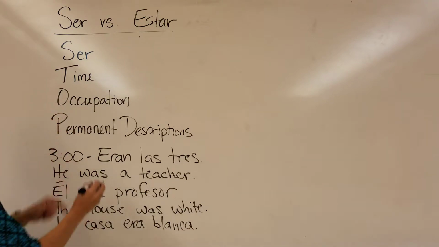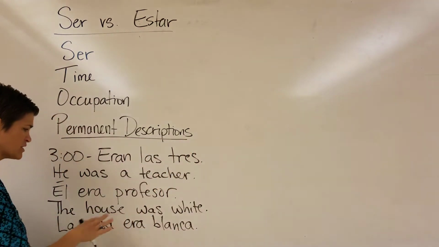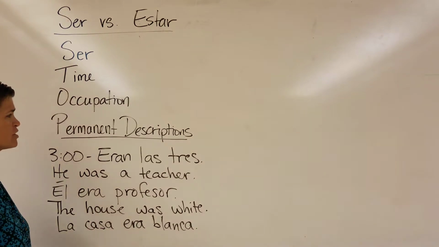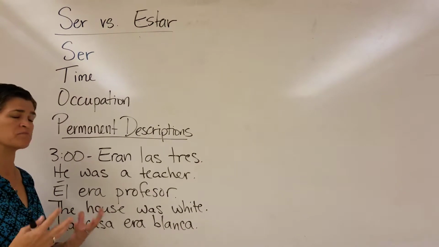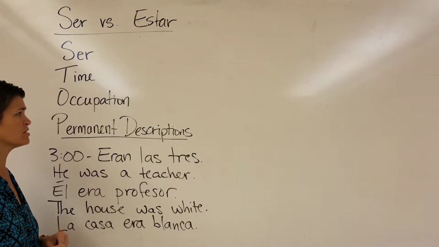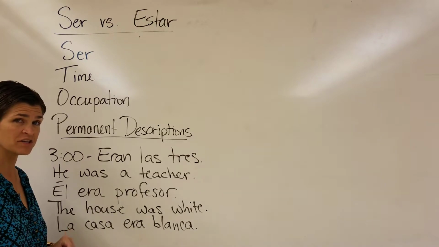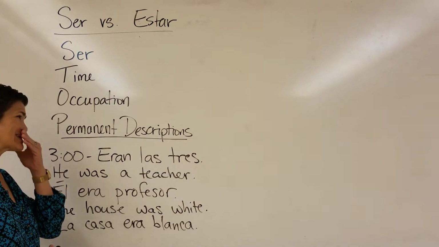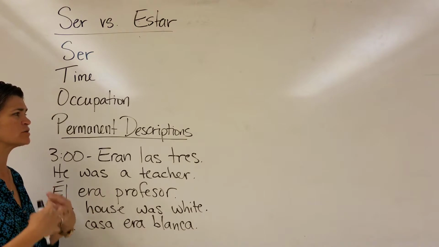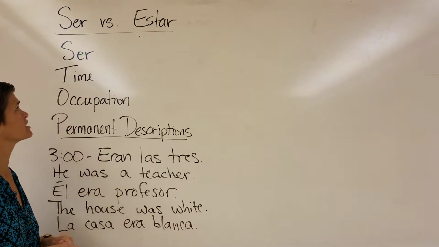When it comes to permanent descriptions, we've got to take this with a grain of salt. Nothing is permanent. Eventually that house will not be white anymore. It could be painted. When we describe people, we could say that he is tall or he was tall. That could change. The fact that he was young, definitely going to change. So nothing is really permanent, but it is a general description of who they are. It is what it is.